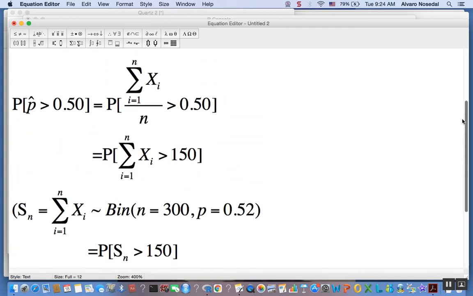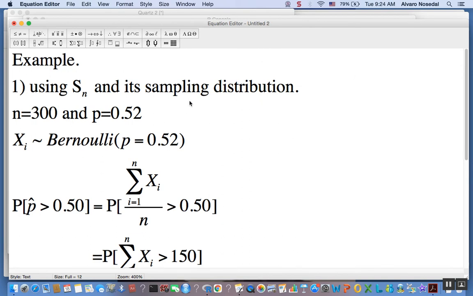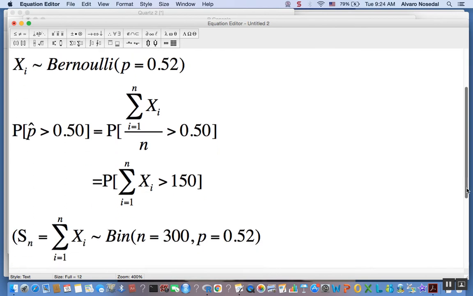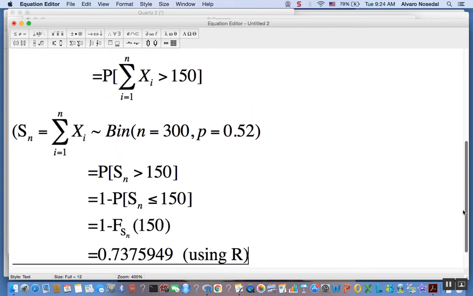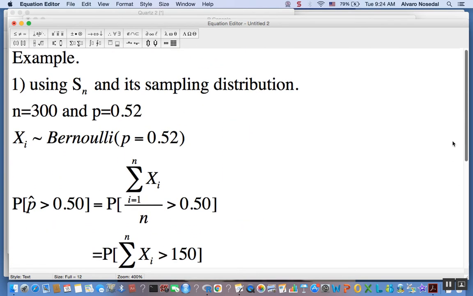So that's the first approach. Using the sampling distribution of Sn, meaning a binomial, we were able to find the probability that the sample proportion is greater than 50%. Okay. Second approach.